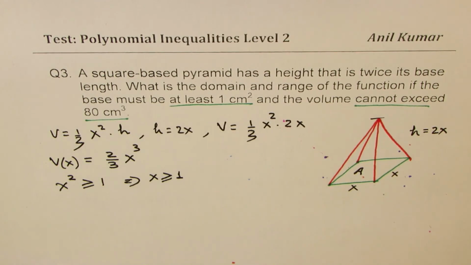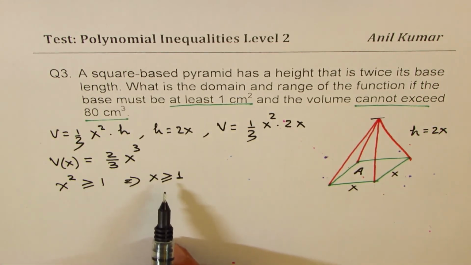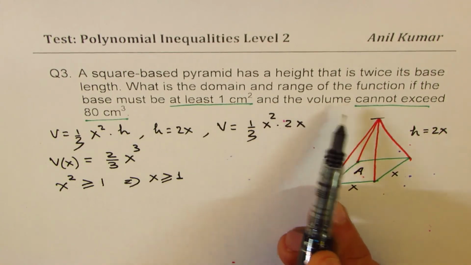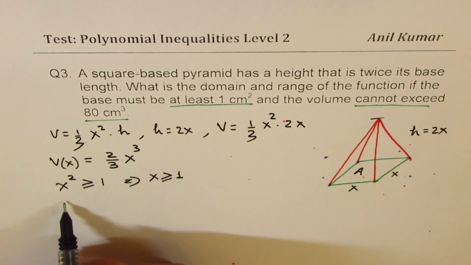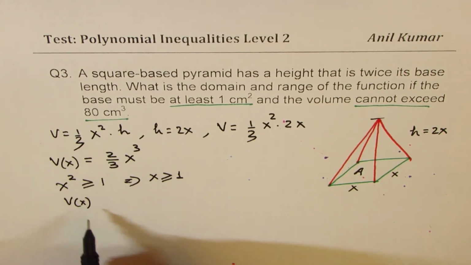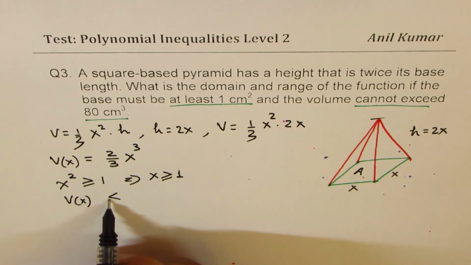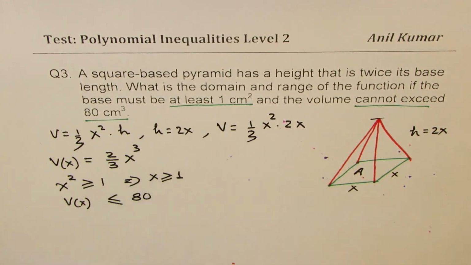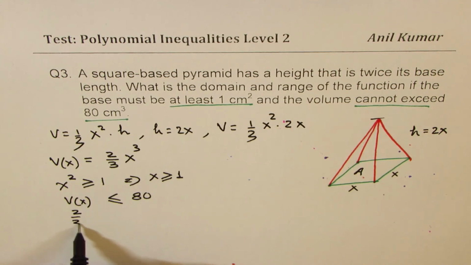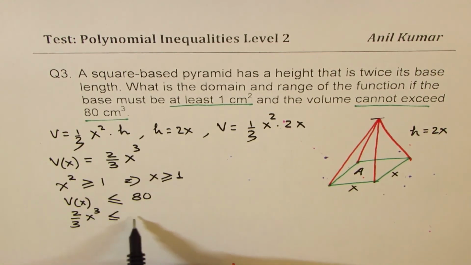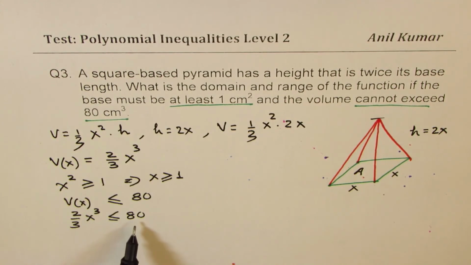Now, how do you get the maximum value? To get the maximum value for x, we are given the volume. It says the volume cannot exceed 80 centimeter cubed. That means the volume expression is less than or equal to 80. So that gives you the maximum portion. Do you get an idea? So 2 over 3 x cubed is less than or equal to 80, and you have to solve this inequality.